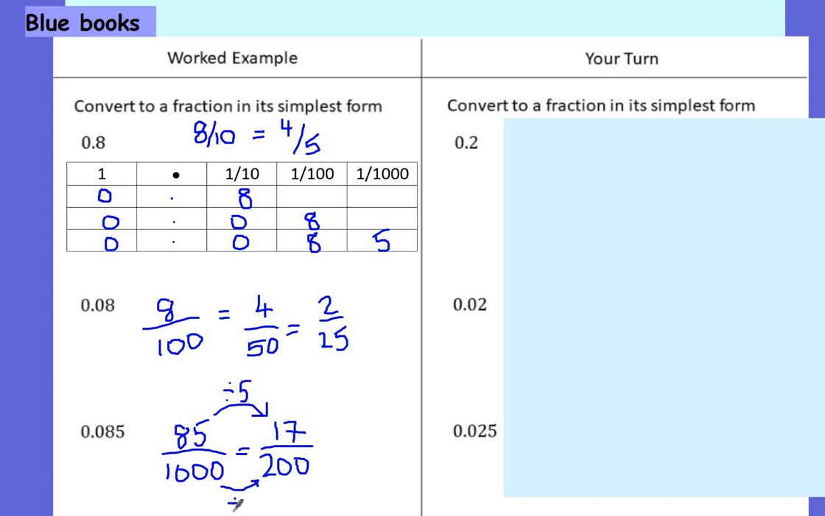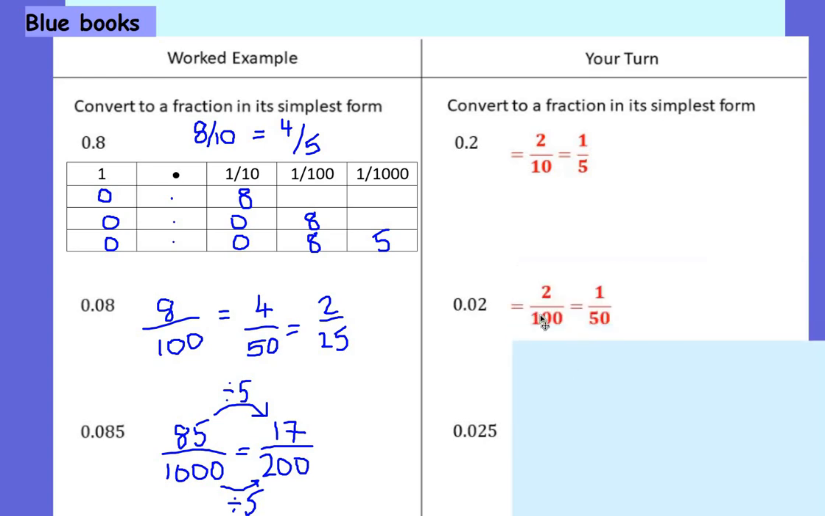Now, in your dark blue books, have a go at the examples on the right-hand side, please. Pause the video and then we'll go through the answers. Okay, let's look at the answers. The first one, we've got 2/10, as that 2 is in the tenths column, which we can simplify to 1/5. For the second one, I've got a 2 in my hundredths column, so I've got 2 hundredths, which we can simplify to 1/50th. And for the last one, I've got 25 thousandths, which I can simplify to 1/40.